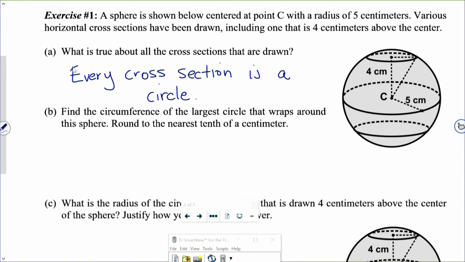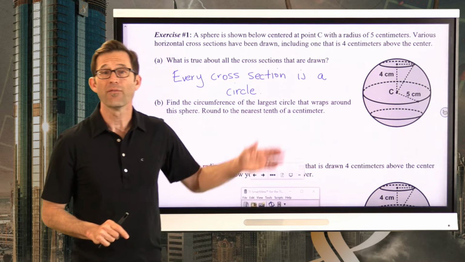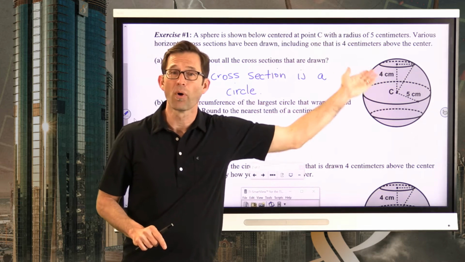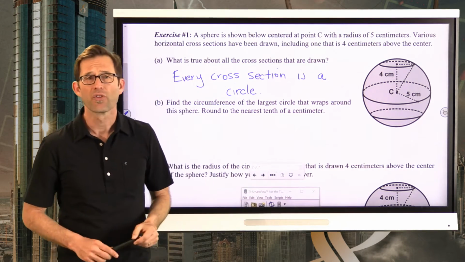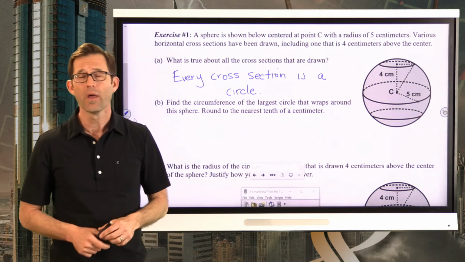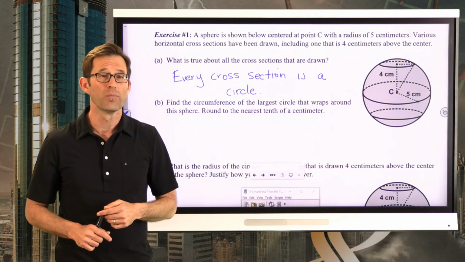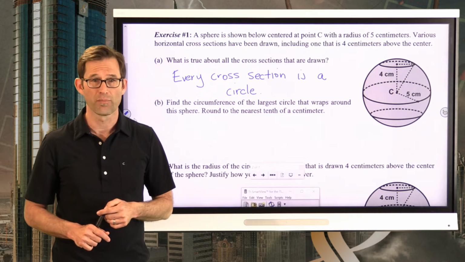By the way, it's not that every horizontal cross-section is a circle. Literally, every cross-section is a circle. If I sliced off a part of a sphere using a flat plane in any direction, the cross-section I would see is a circle because every point on there would be the same distance away from that center point.